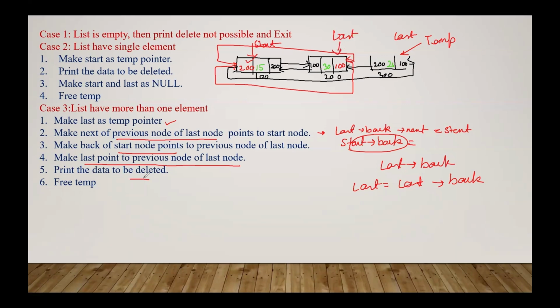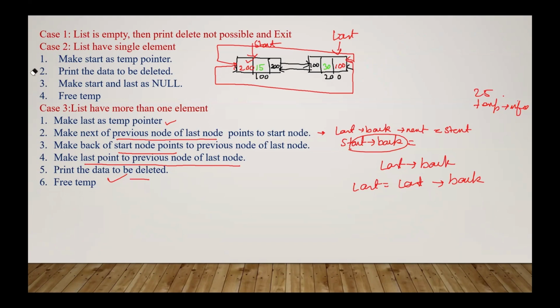Then print the data to be deleted. So how to print? Data is 25. 25 is going to be deleted. How to do it? Temp info. If we print temp info, it will show it. Then the last line, free the temp. Free temp means what? We have to release the memory. Once we release the memory, what happened? All the connections are gone.